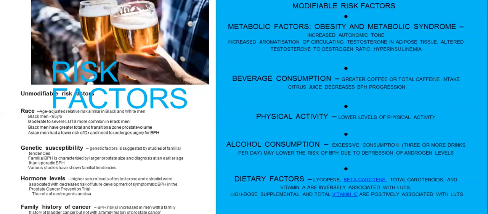Micronutrients have also been involved as they are needed for the prevention of oxidative damage and cell growth and differentiation. So dietary lycopenes, beta-carotene, total carotenoids, and vitamin A are inversely associated with LUTS, while high-dose supplemental and total vitamin C are positively associated with LUTS.